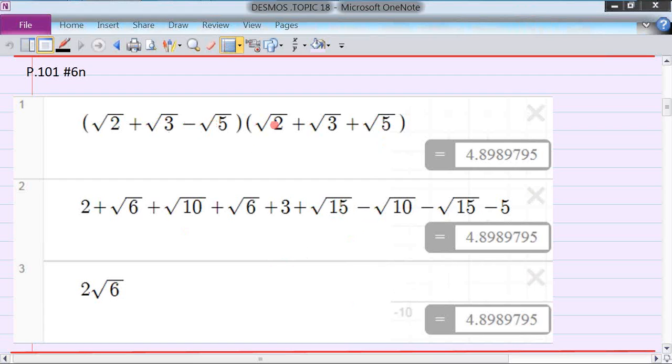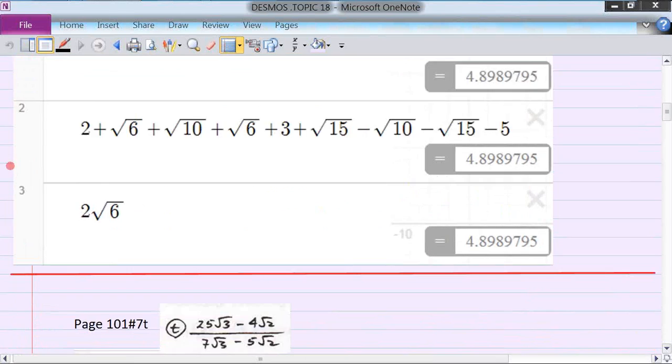And I'll take the last term. This times this gives me root 10. This times this gives me minus root 15. And minus root 5 times plus root 5 gives me minus 5. And I have 1, 2, 3, 4, 5, 6, 7, 8, 9 terms. Checking the answer, the number does stay the same.